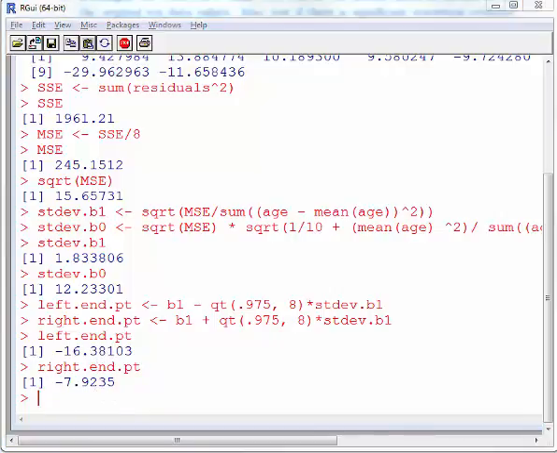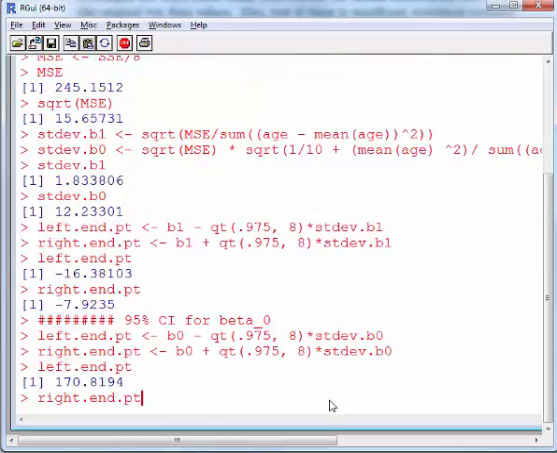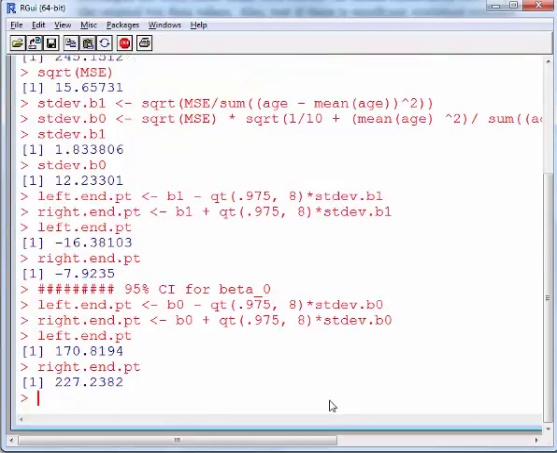Similarly, I can get a 95% confidence interval for beta0. I'm just copying and pasting from the notes here, by the way. Note that I've done exactly the same thing. Of course, like an idiot, I have overwritten the confidence interval points for beta1 here. I've redefined them, so they no longer exist. I'd have to redo them if I wanted them.